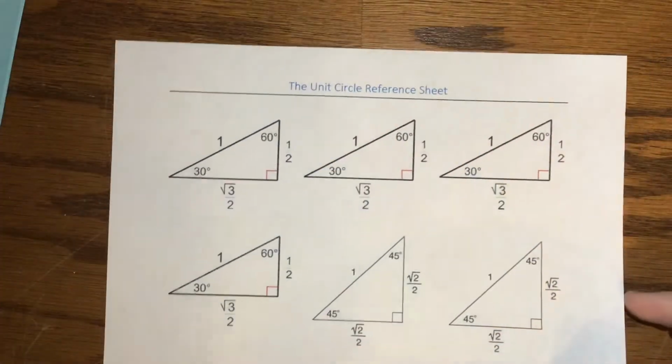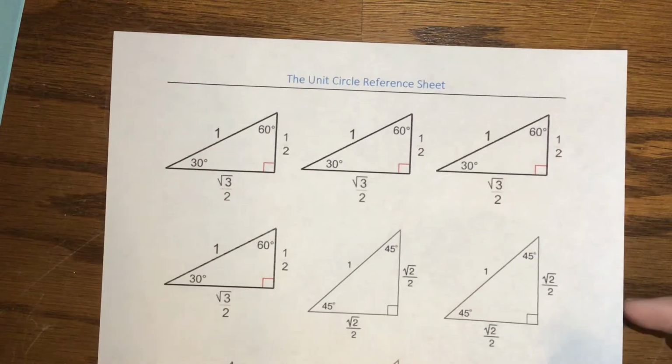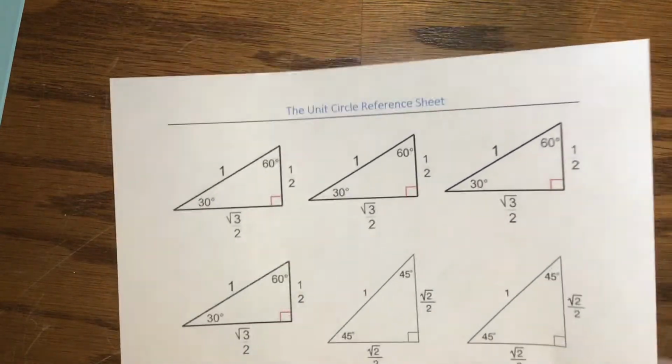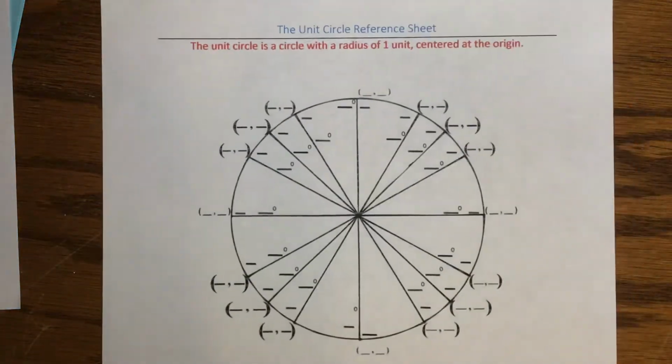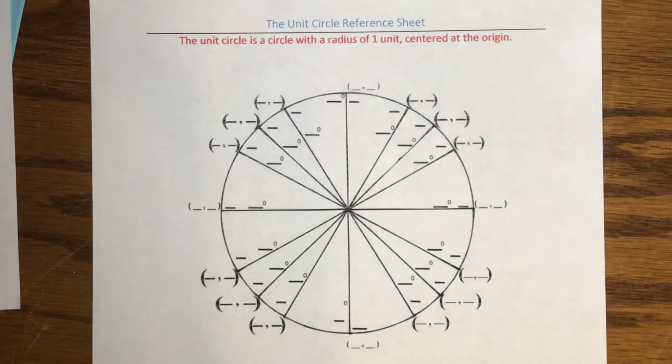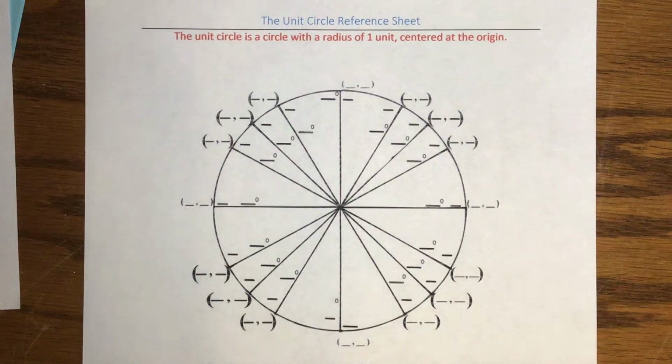The second page isn't necessary for you to have, but if you want to, I'll be using these triangles throughout. I'm going to set that to the side because I've actually already cut some out. And we're just going to start here with our unit circle.